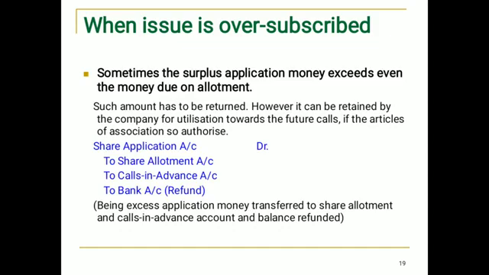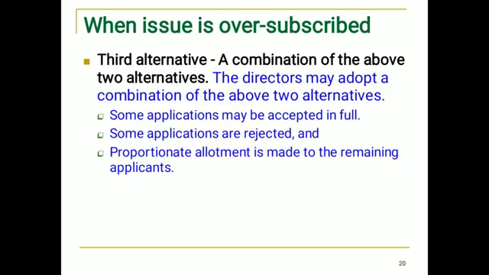Sometimes the surplus application money exceeds even the money due on allotment. This means that the excess amount is that much that even after adjusting it with allotment, there is still an amount in excess. Then it is transferred to calls account and is to be considered as calls in advance account. Alright. So this is the journal entry altogether for all the alternatives in the case of oversubscription.